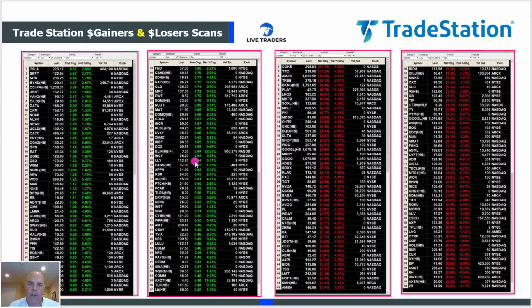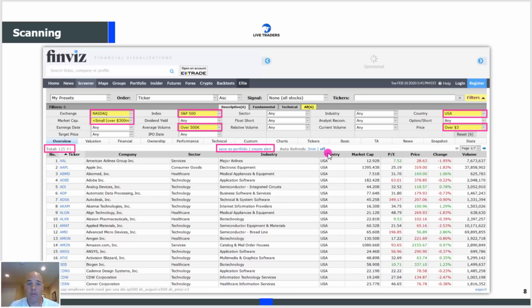Okay, so dollar gainers, dollar losers. Again, you don't have to use TradeStation. You can go use FinViz if you want. Scan pre-market. I don't think they have pre-market on the free version, but the paid version they have pre-market. Go use Trade Ideas. Go use TC2000. If you use Thinkorswim, there's plenty of scans on Thinkorswim. If you use Fidelity, there's plenty of scans out there.